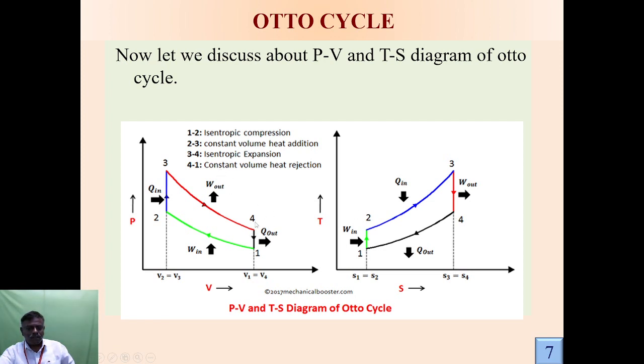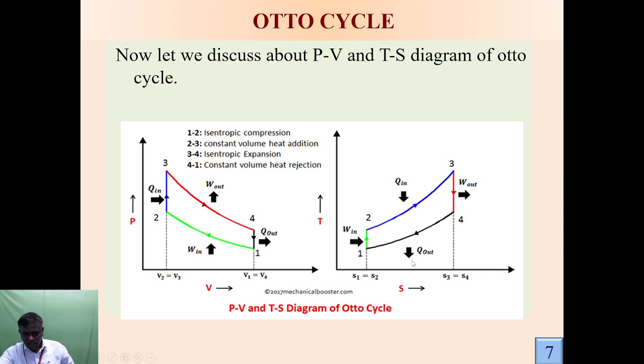The next and last process, 4 to 1, is constant volume heat rejection. In this process, the exhaust gas is sent out. The heat is rejected from 4 to 1. In this process, the temperature further decreases from 4 to 1 and the pressure also comes back to the initial point. This is the PV diagram of the Otto cycle.